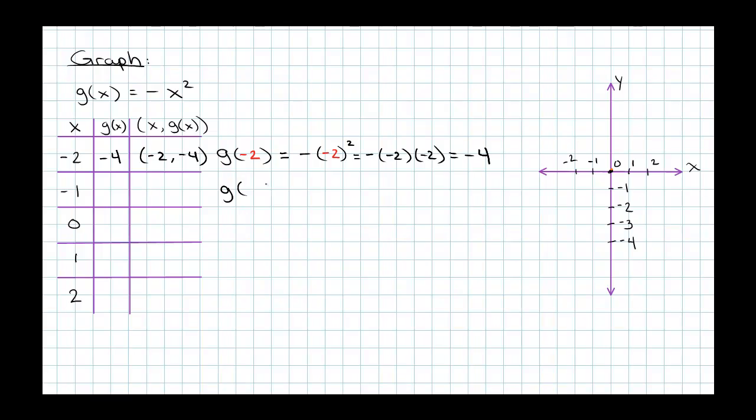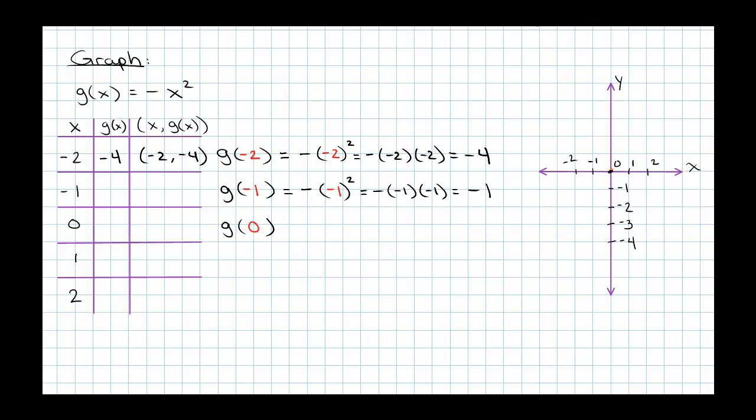Next, we're going to substitute negative 1 for x. So it's going to be g of negative 1. I write the negative outside from the equation, and then I substitute the negative 1 inside the parentheses. I'm going to have negative 1 squared first, so it'll be negative 1 times negative 1 first. And then I'm going to multiply it with the negative that's on the outside. That gives me negative 1.